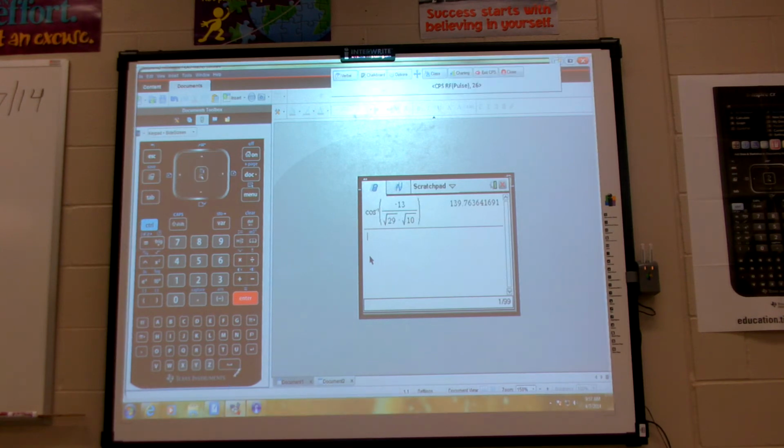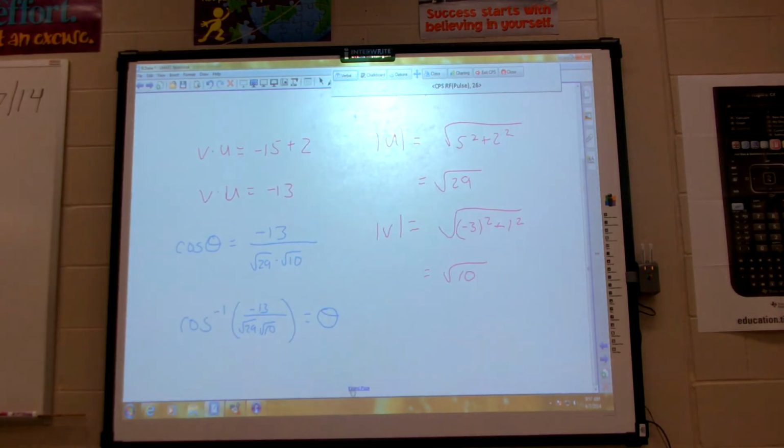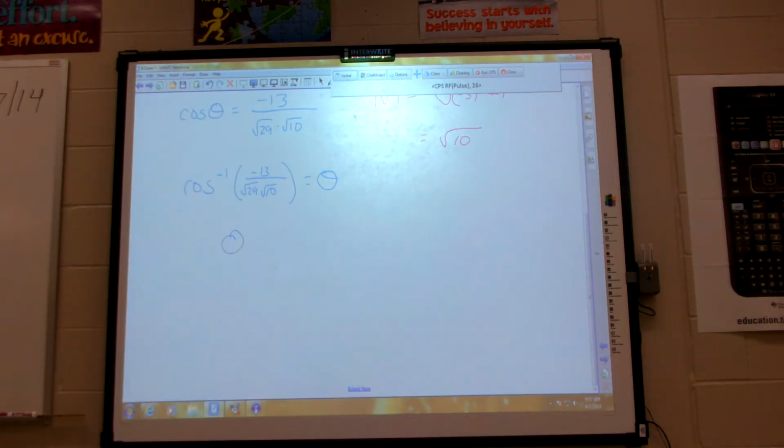139.763, 764? Theta is about 139.764. So let's draw a picture.